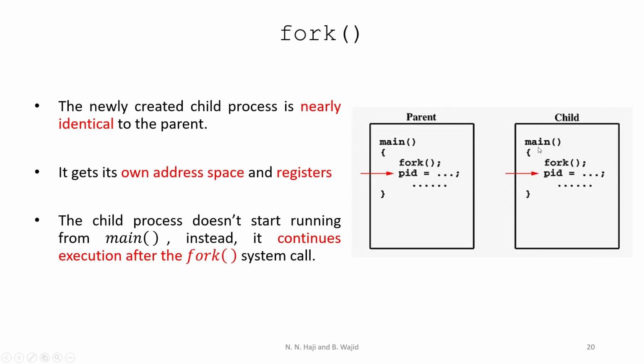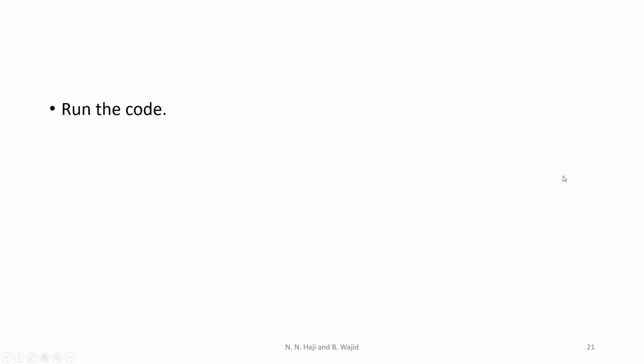The child does not start its execution from the main, but rather it starts its execution from the point beyond fork. So if the parent called fork and the program counter says the next instruction is this instruction here, the child is actually going to start from the instruction right after fork.